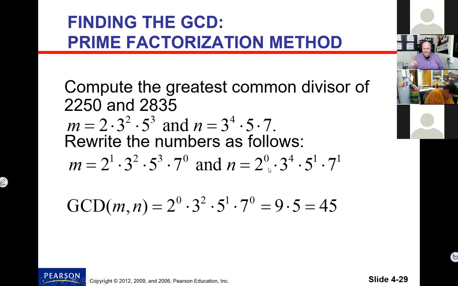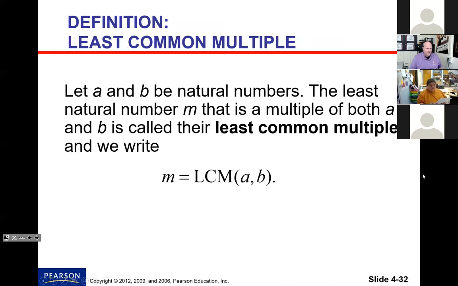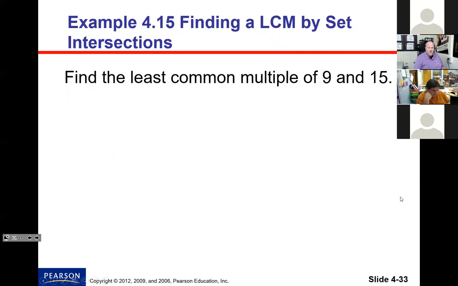That's for GCD. Now we're going to talk about LCMs. LCM are multiples. And when I say multiples, you pick a number like 7: 7 times 1, 7 times 2, 7 times 3, 7 times 4. Those are multiples. What I want to find is the least common one between two numbers. So let's do an example, and then I'll show you the faster way to do it, which is the prime factorization.